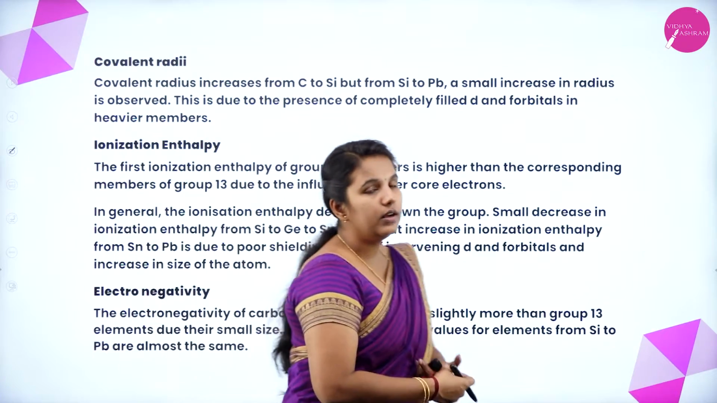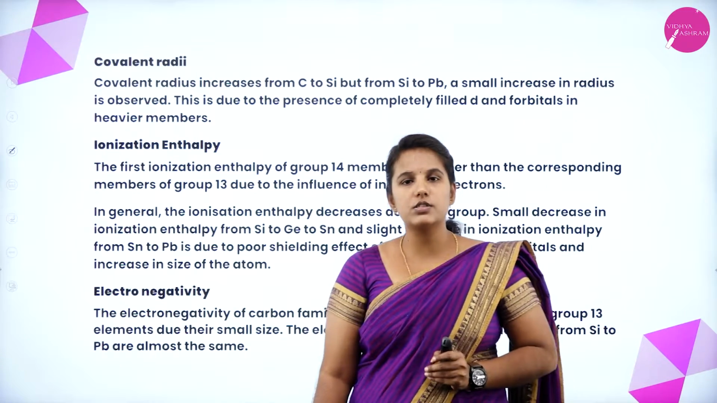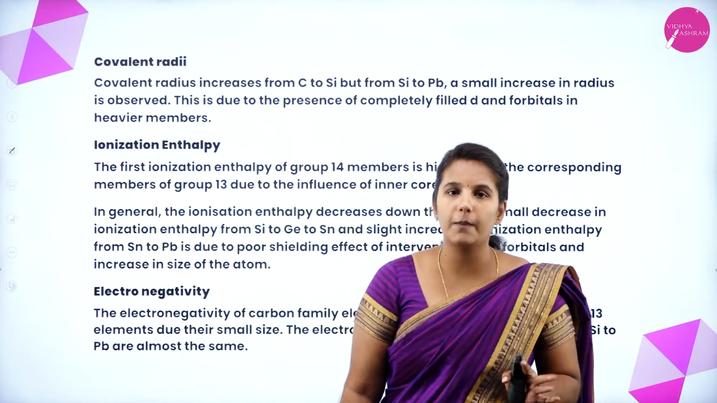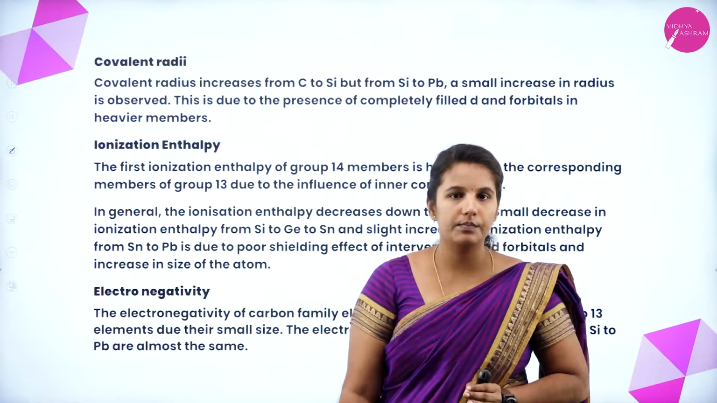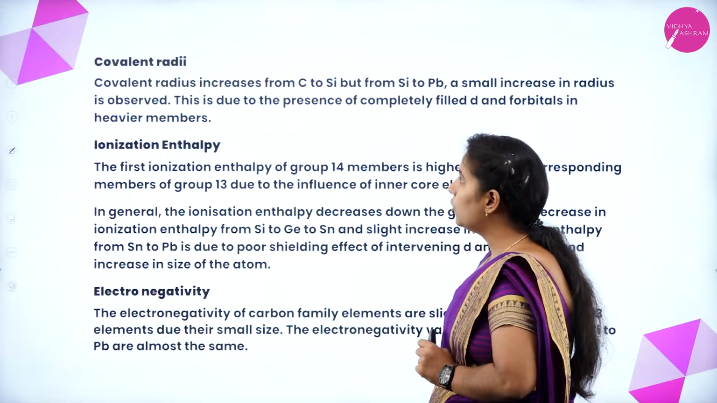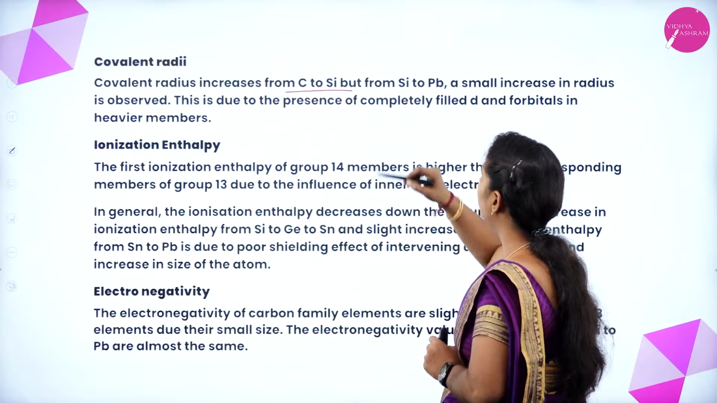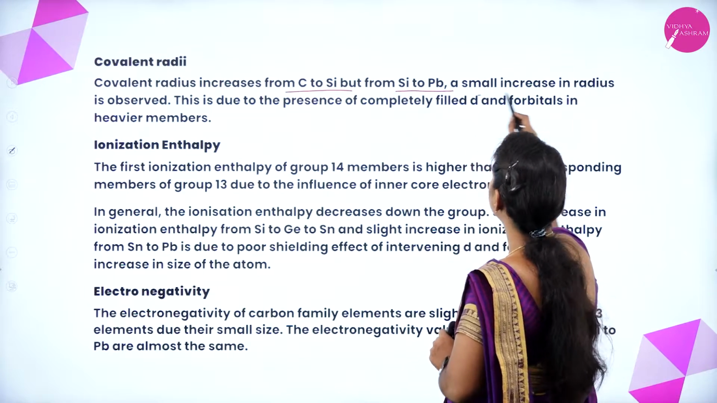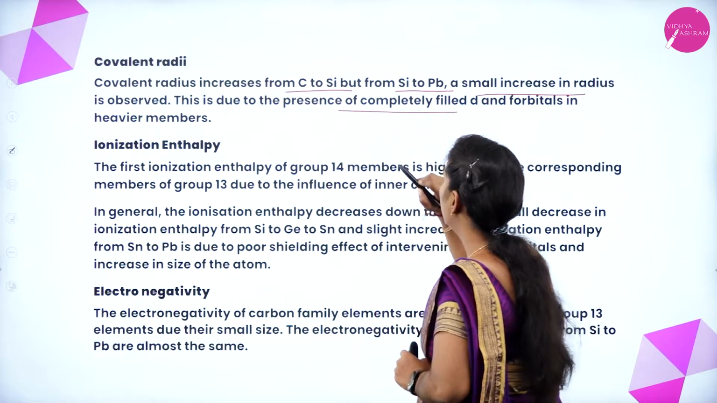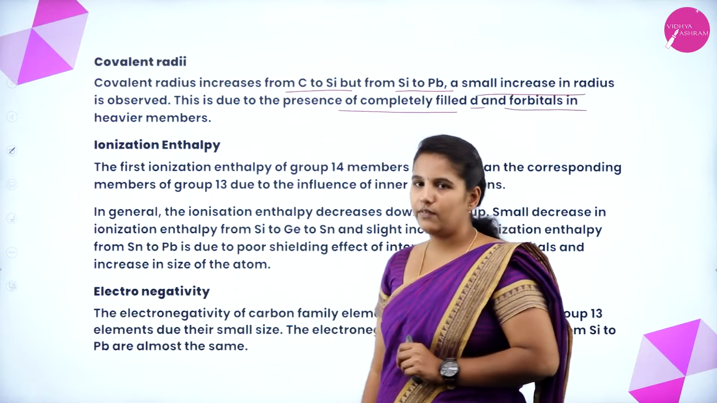Next we have the trends in their periodic properties. We have already understood that the group 14 elements form covalent compounds by sharing all 4 electrons with other elements. The covalent radius increases from carbon to silicon, but from silicon to lead only a small increase in radius is observed. This is due to the completely filled d and f orbitals in the heavier members.